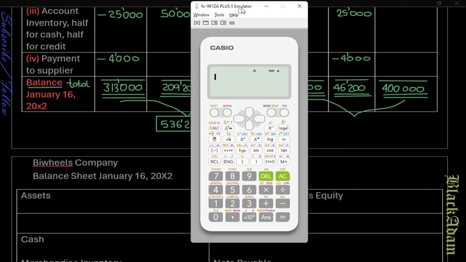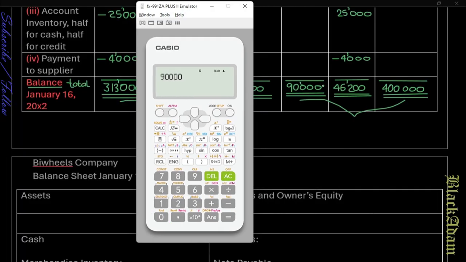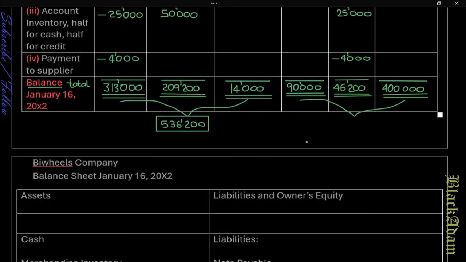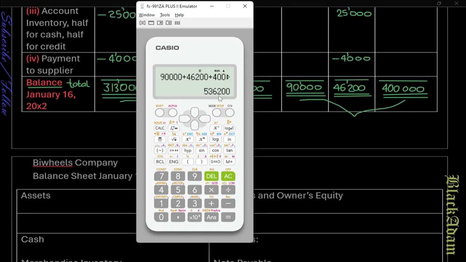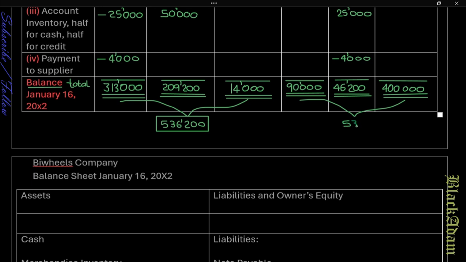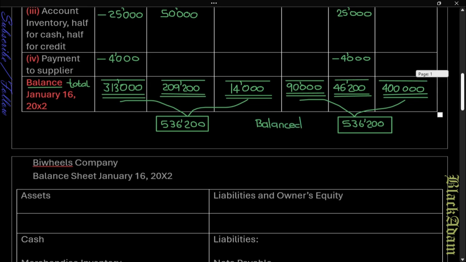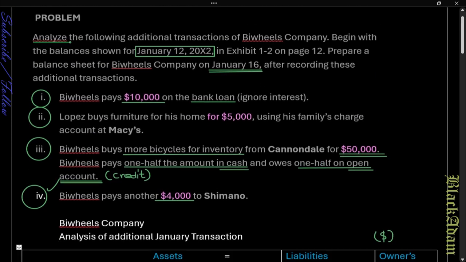So what about all the liabilities and owner's equity? That's 90,000 there, plus 46,200 there, and then plus 400,000 there. Adding that together gives 536,200. So that's that. So it balances. You can see that the totals are all the same. The assets are equivalent to the owner's equity and liabilities. So that's it. So the next thing, we need to prepare the balance sheet.